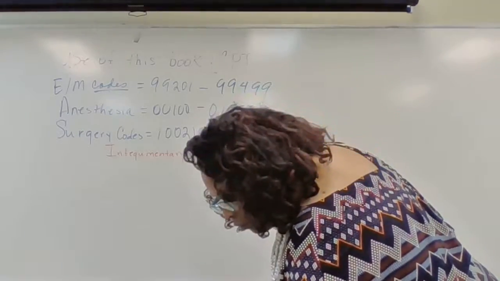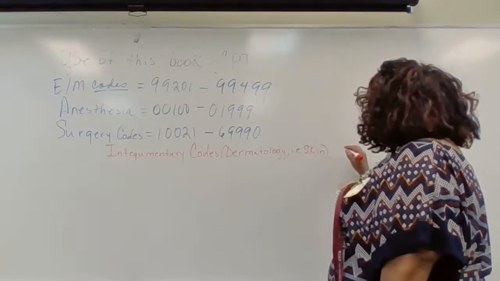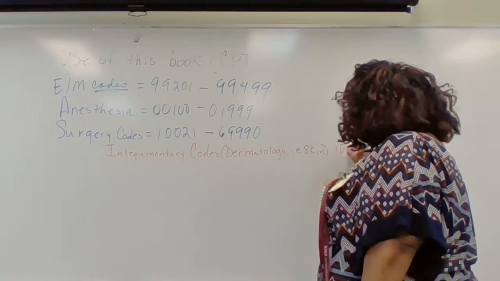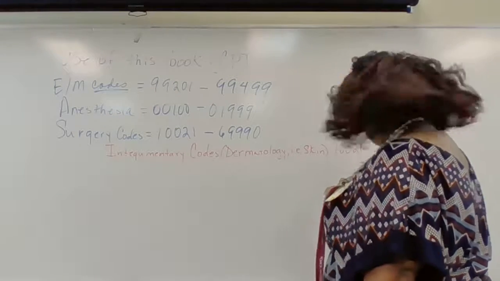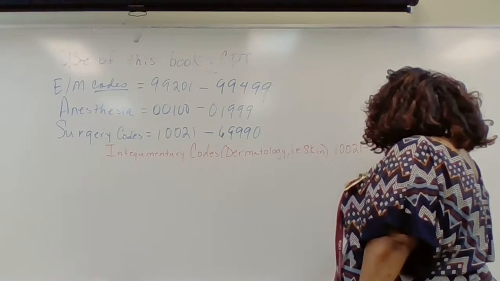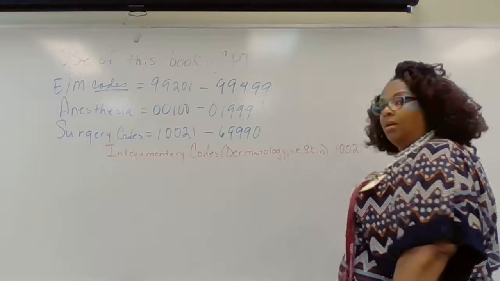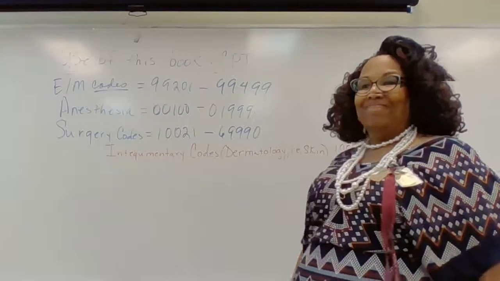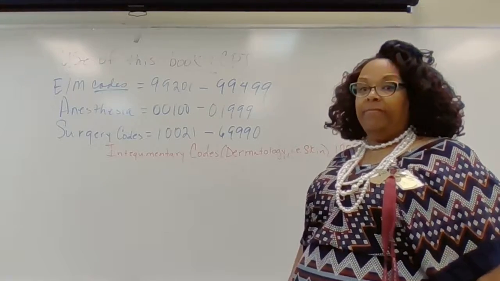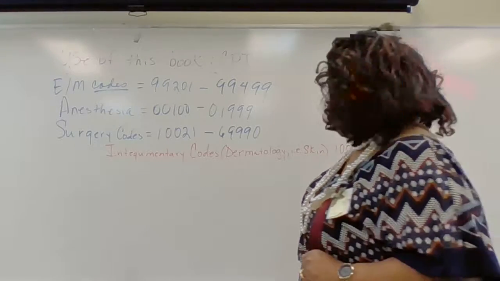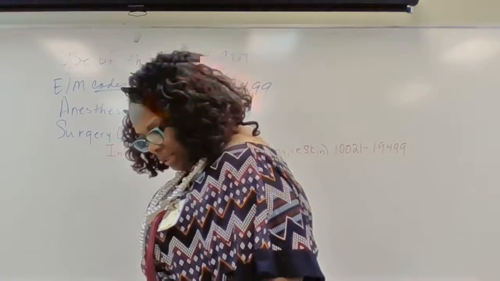So this is a lime green system. Integumentary begins with 10021 and ends at 19499. Also, surgery codes are broken up into about 6 different sections. Okay. What's the next colorful tab after that?